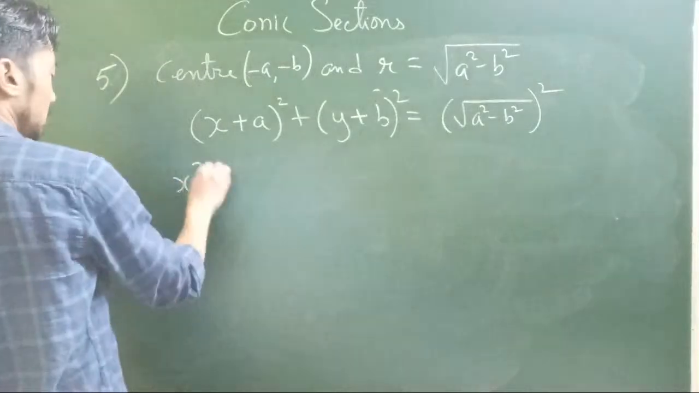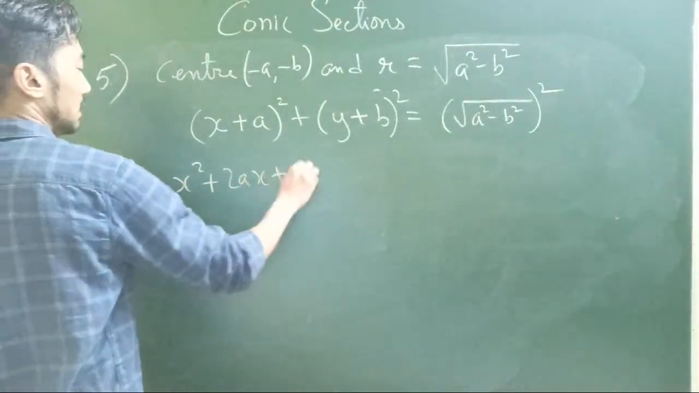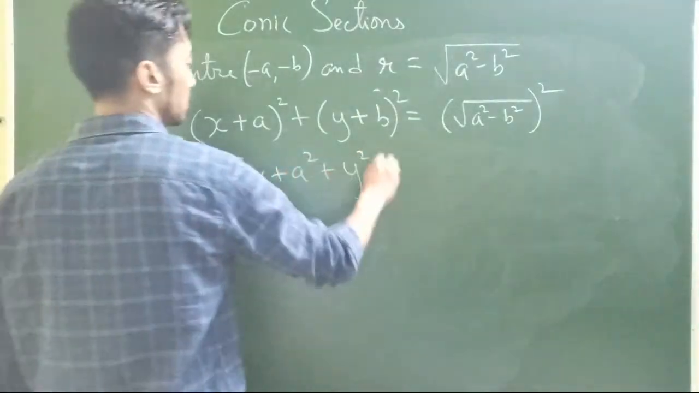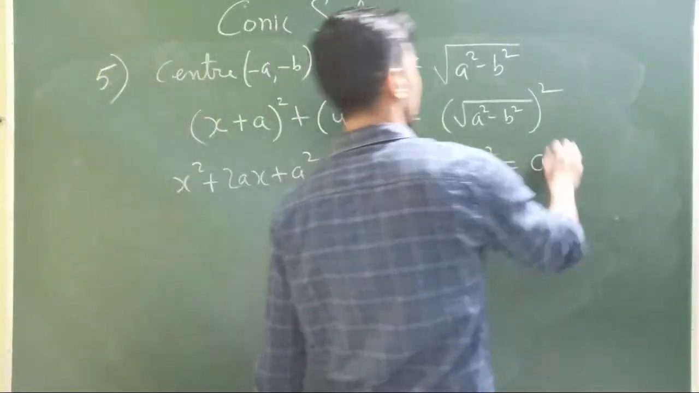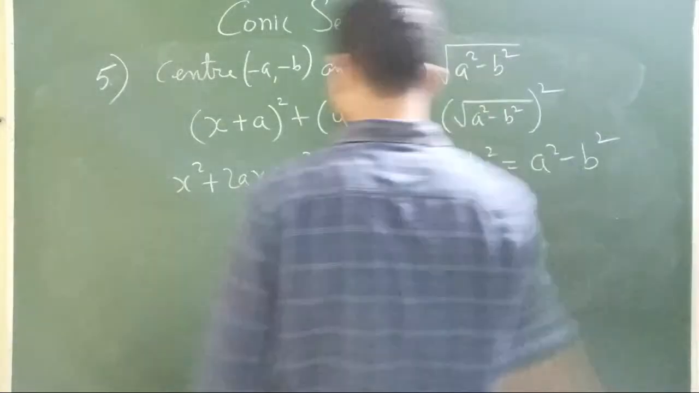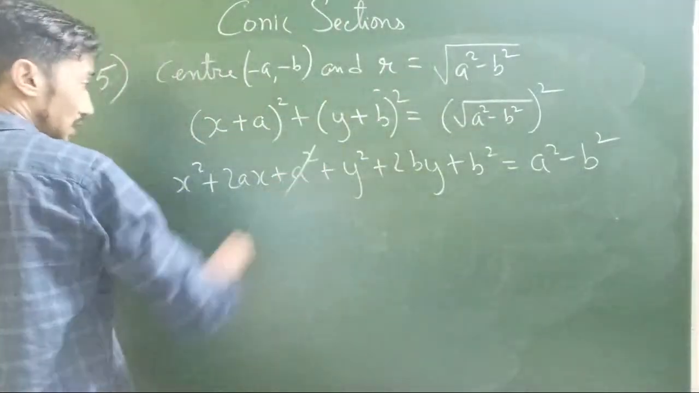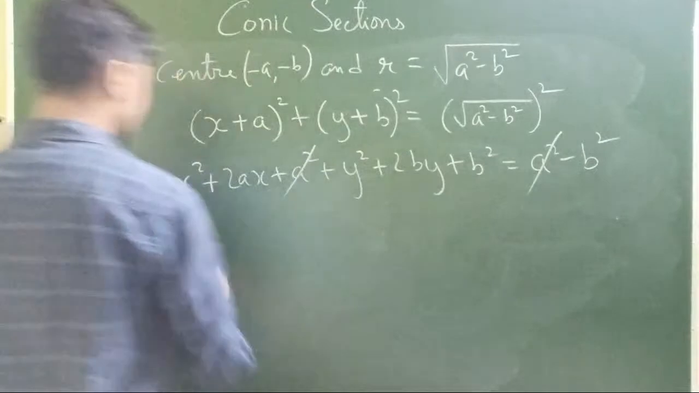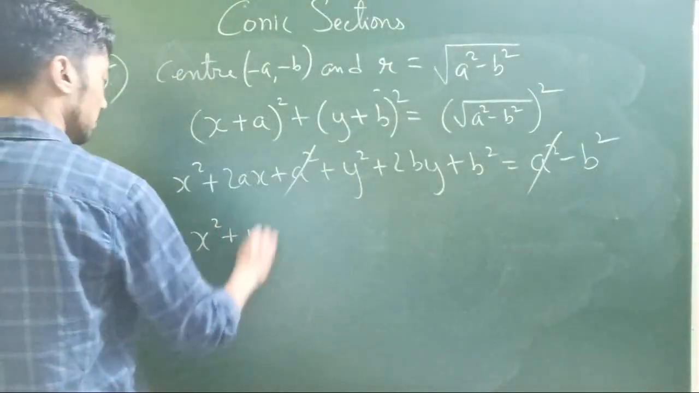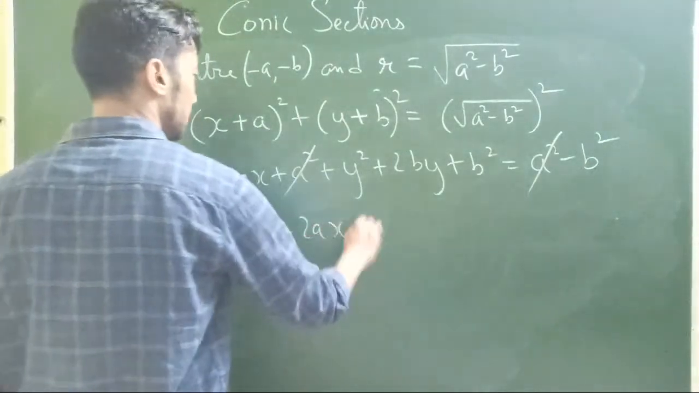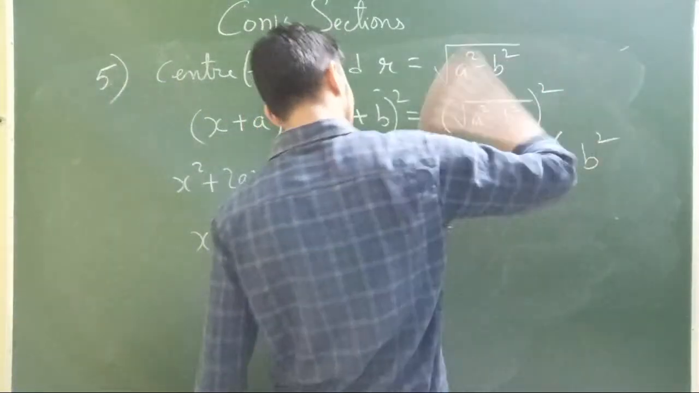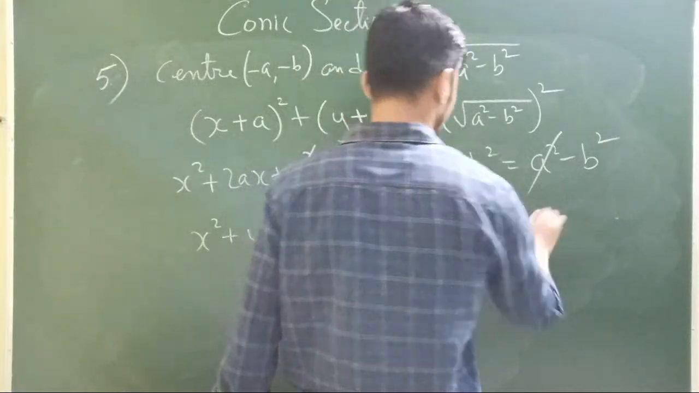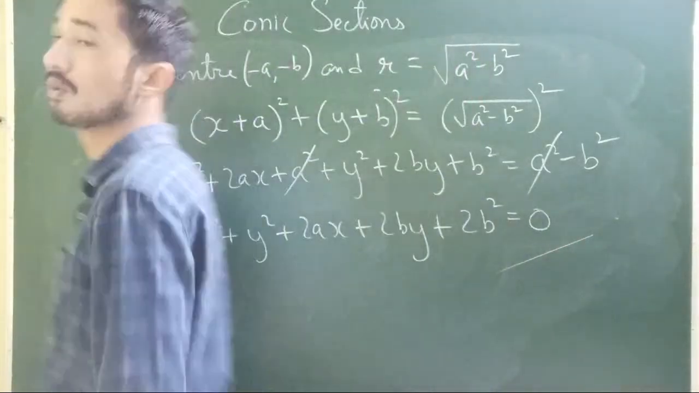So that's x square plus twice ax plus a square plus y square plus twice by plus b square is equal to a square minus b square. Taking a square across, x square plus y square plus 2ax plus 2by plus 2b square is equal to 0.